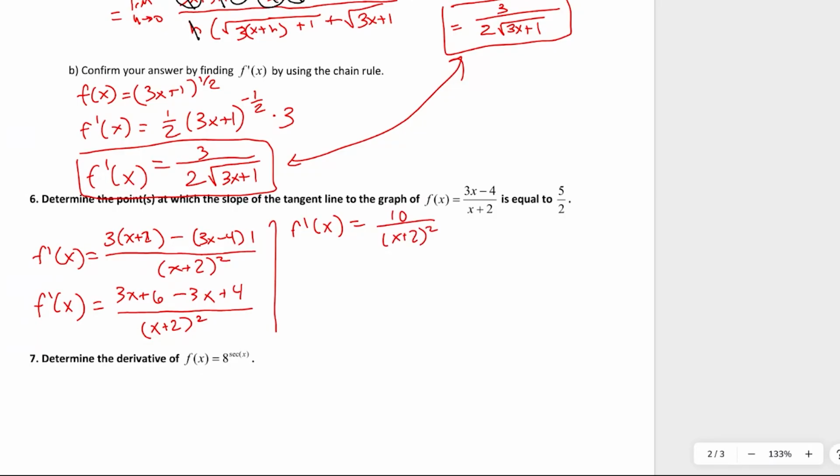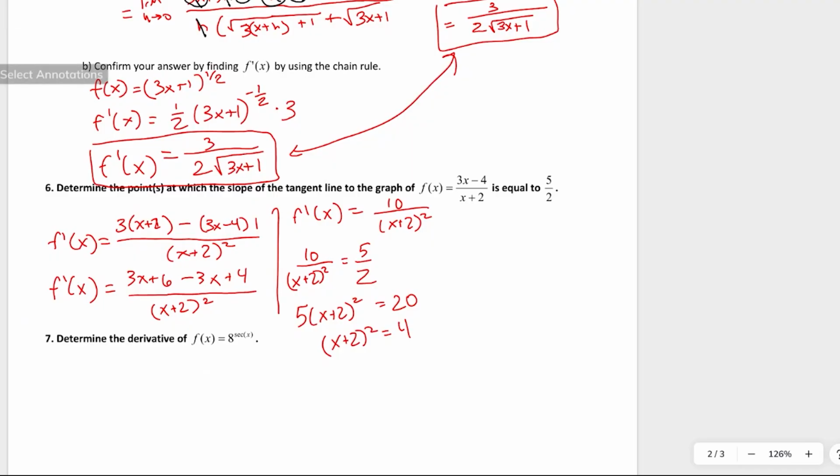Now what we're looking for are not just the x values, but the points. We'll find the y values afterwards, but first we need the x values where the slope of the tangent line is equal to 5/2. So now that we have an expression for the slope of the tangent line, which is 10 over x plus 2 squared equals 5/2, we can solve this for x. And I'll do that by using the cross products property first. So 5 times x plus 2 squared equals 10 times 2, which is 20. If I divide both sides by 5, I'm going to get x plus 2 squared equals 4.